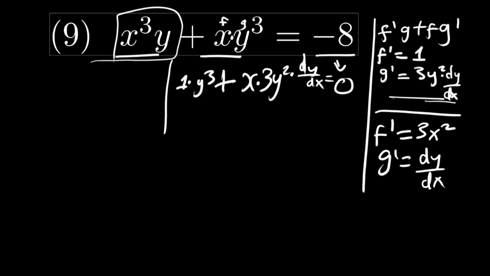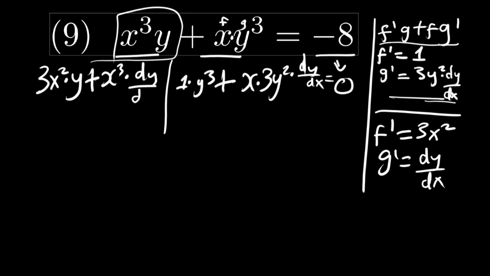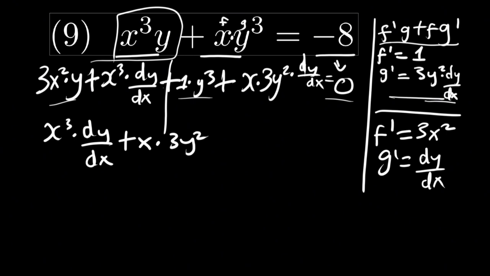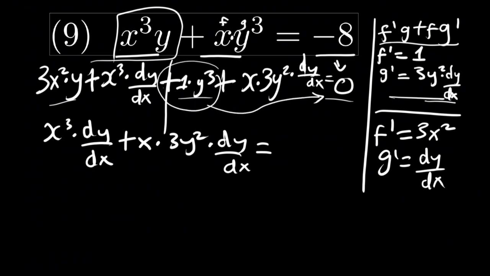So now we will write this according to the product rule. So f dash is 3x squared multiplied by g added by f, which is x cubed, multiplied by g dash, which is dy over dx. Now to get dy over dx, we will take all the other terms which have no dy over dx to the other side. So we'll be left here with x cubed multiplied by dy over dx added by x multiplied by 3y squared multiplied by dy over dx equals to, when you take this to the other side, we will have negative y cubed. Then when you take this to the other side also, we'll have minus 3x squared multiplied by y.